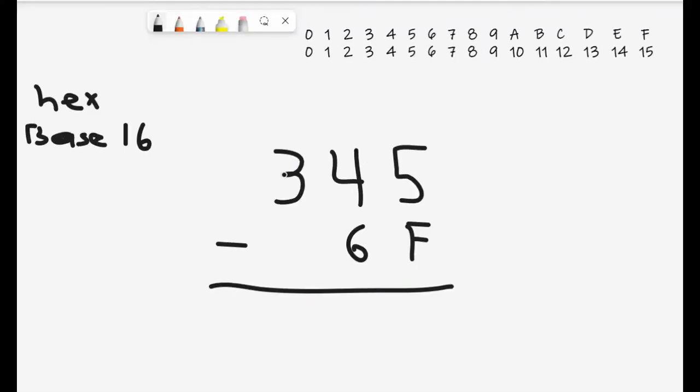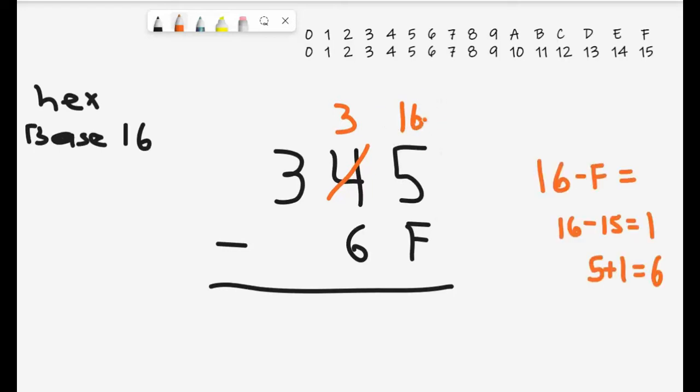Now here's our next question, 345 minus 6F. Now this is in hex. So we do this first column, and can we take F from 5? Well, F is 15, so you should be saying, no, you cannot do that. So you borrow a 10 from here, but a 10 in hex is 16. So we decrement this side to 3, and then we put a 16 up here. So the steps are, we would take 16 minus F, and we know F is 15, so 16 minus 15 is 1, and then we add that to the 5, so it's 5 plus 1, so the value for this column is 6.